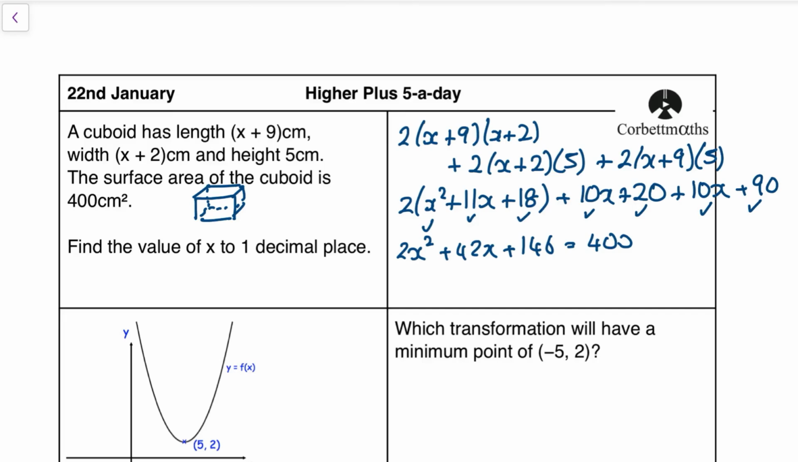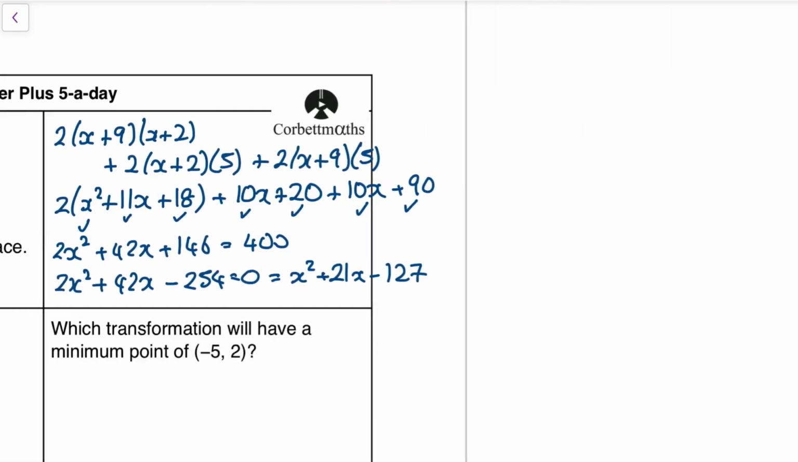So let's rearrange it. I'm going to rearrange and divide by, no, actually, let's do the step in between. So 2x squared plus 42x plus 146 minus 400 is going to give me minus 254 is equal to 0, which is the same as x squared plus 21x minus 127. Yeah, that's right. Just double check my numbers before I do the rest incorrectly.